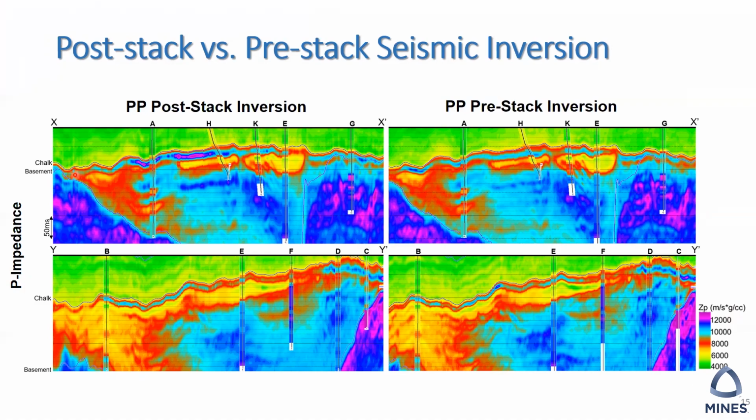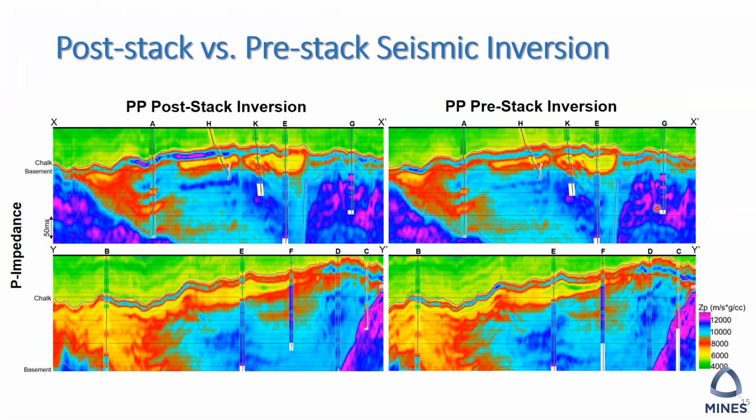And on top of that is displayed the inversion result for P impedance. And on the bottom, you see a second section. There are two different locations, 2D lines that are taken from the inversion volume. And then on the right, you see again the P impedance, but this time from the pre-stack inversion.